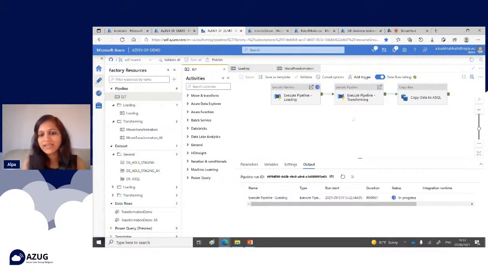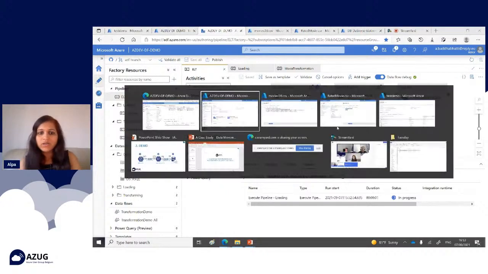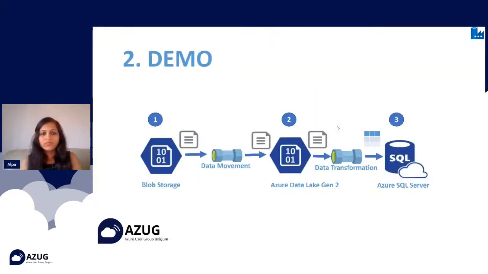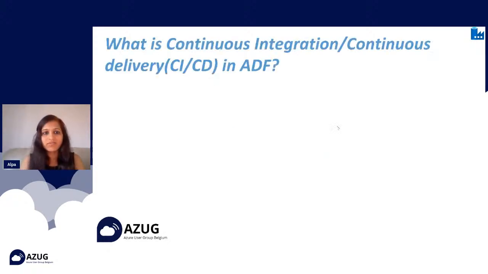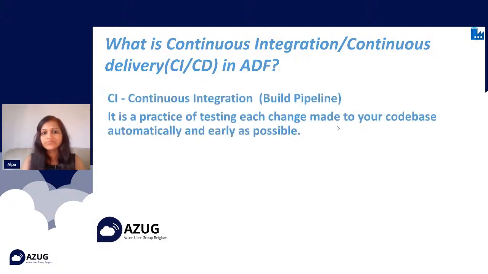So it will take time. So let it execute. While it runs, let's go back to our slide. So let's see what's left. While it takes time, I'll quickly finish this third part, which is Azure DevOps for Azure Data Factory. So here you can see what continuous integration and continuous delivery for Azure Data Factory is.